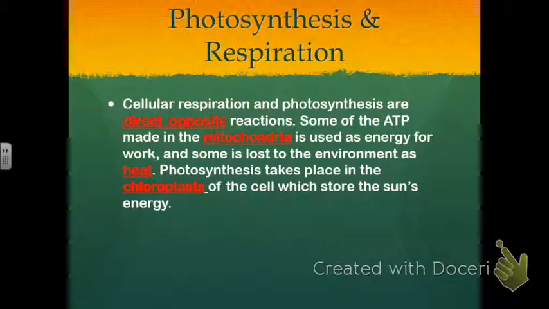Some of the ATP made in the mitochondria is used for energy for work. Some of our energy we don't use at all, and it is lost into the environment as heat energy. Think about sweating. Photosynthesis takes place in the chloroplast, and the chloroplast is the organelle where the chlorophyll is able to store the sun's energy, and that is also needed for photosynthesis to take place.